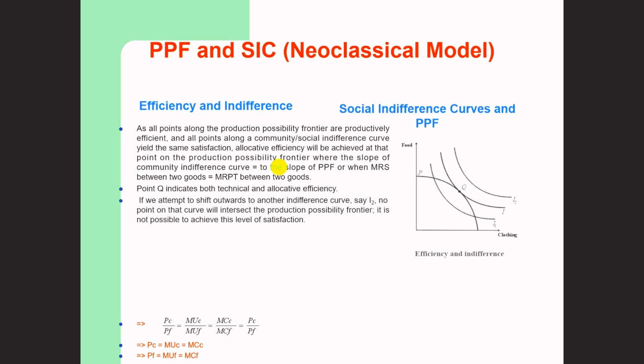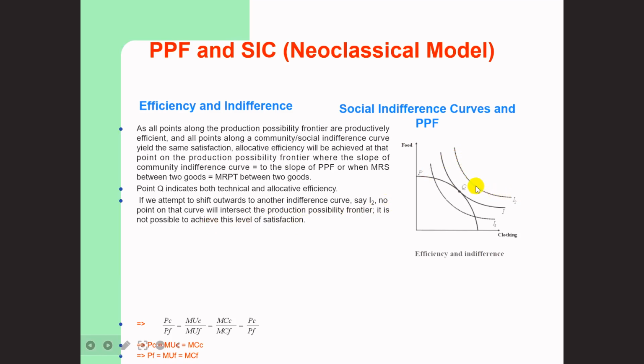Here the slope of the social indifference curve and the slope of the production possibility curve are exactly equal. If we attempt to shift outwards to a higher indifference curve, say I2, no point on that curve will intersect the production possibility frontier. It is not possible to achieve this level of satisfaction. So the society or the economy cannot reach the satisfaction level on this indifference curve.